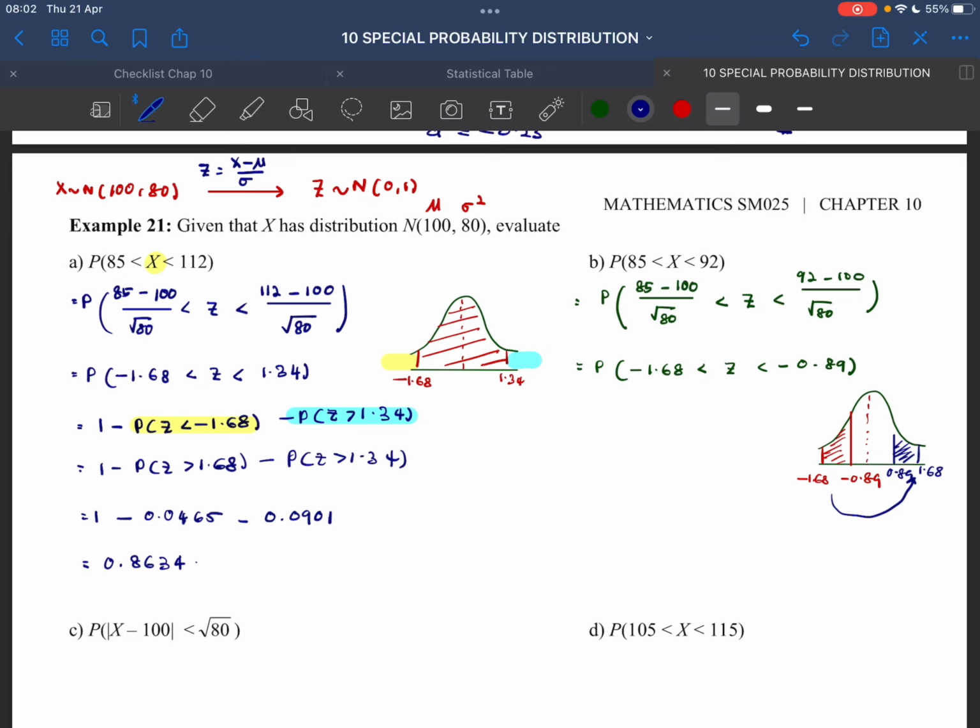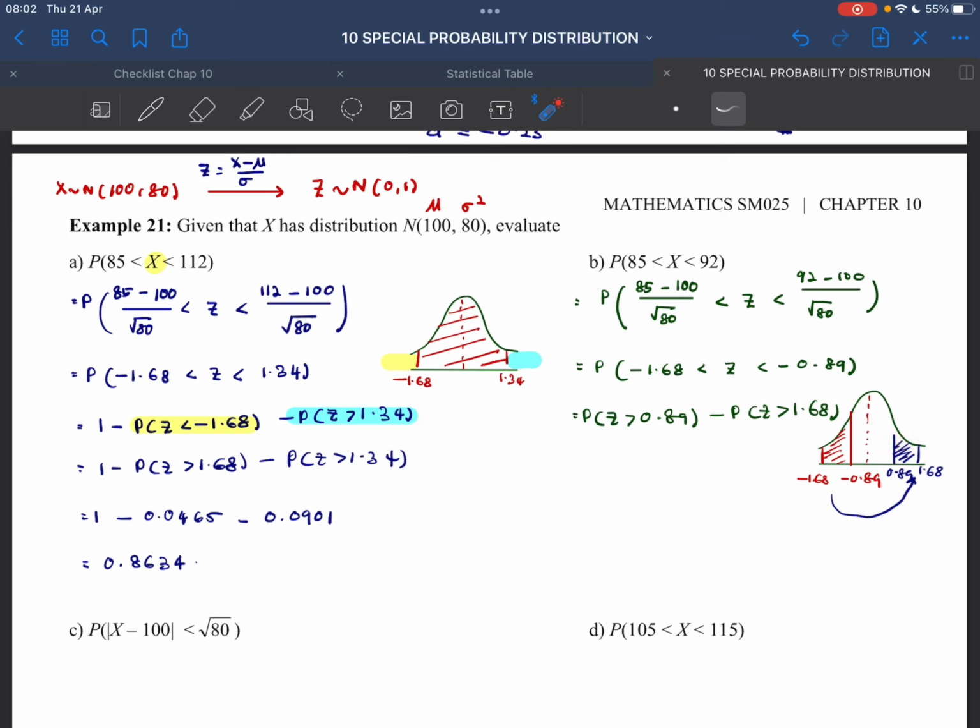Okay, so that will be just simply P(Z > 0.89) minus P(Z > 1.68). Okay, so the only thing that you have to do here, if there is anything you don't understand, last thing: we want to find this area. Okay, we want to find this area, so we can shift this to this side here. Okay, it is the same area actually.